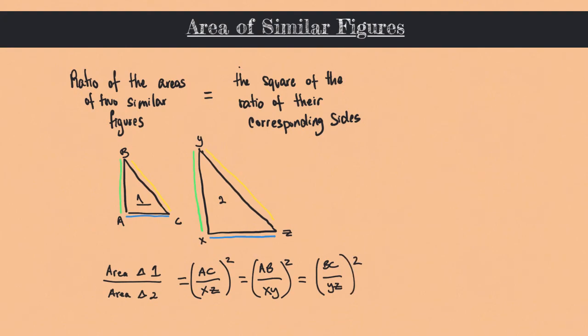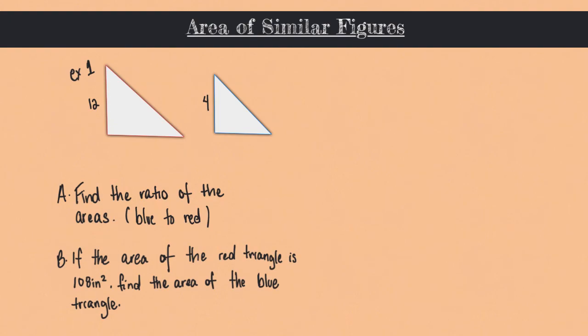So now that we have this, let's go ahead and apply what we just talked about to some examples. So here we have an example with two triangles, and we're told to do two things, okay? The first one, we need to find the ratio of the areas, blue to red. And then B, we're told what the area is of one of the figures, and we need to figure out what the area of the second figure would be with that in mind. So let's talk about A for now, okay? All right, find the ratio of the areas blue to red, okay?